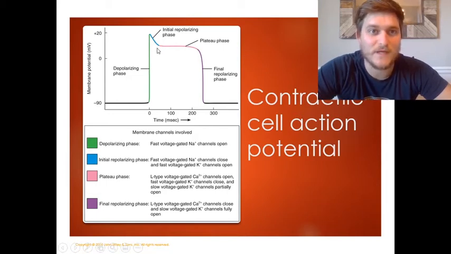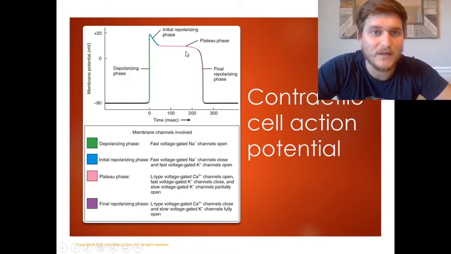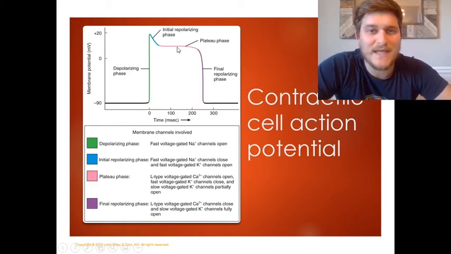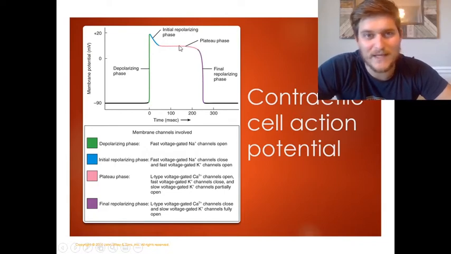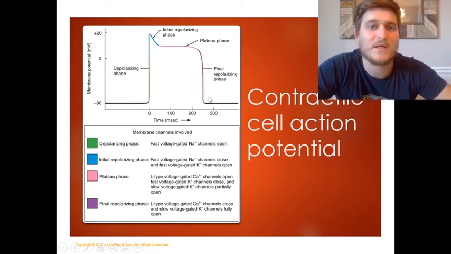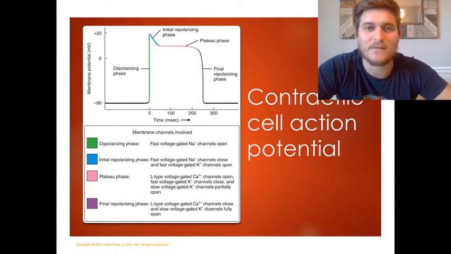You have that initial phase where sodium channels close and potassium channels open, but then these DHPRs, those L-type voltage-gated calcium channels, are open. Since calcium is entering the cell while potassium is leaving, this extends out that repolarization phase, and that calcium is going to be important for the contraction within those fibers. But once the fibers relax, those calcium channels are closed, and the potassium channels being open will take the cardiac muscle fiber back down to its resting membrane potential.